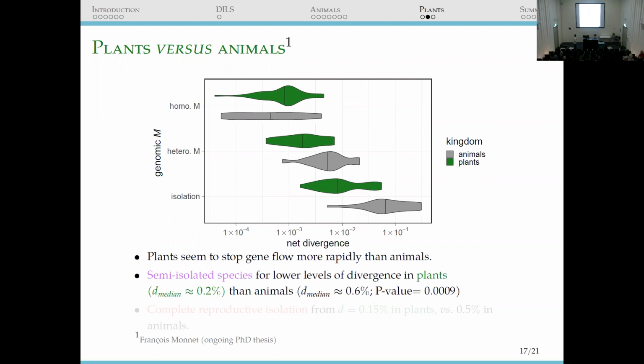So you can see here it's the intermediate stage in plants. This intermediate stage actually appears faster. You can detect more rapidly the effect of the first barrier in natural populations. And it ends faster. For the same level of divergence, here you are still able to have gene flow in animals, but not in plants. It's quite funny. And after all, here we have a complete isolation for a much lower level of divergence in plants than in animals. So here they are completely isolated, while in animals you can have populations or semi-isolated species.